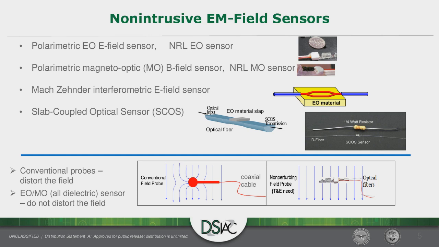In contrast, if you use a non-intrusive sensor like our electro-optic sensors, they are all made out of dielectric materials and utilize optical fibers. So they don't disturb the field. The field is just straight and not distorted, and what you measure is the true field.